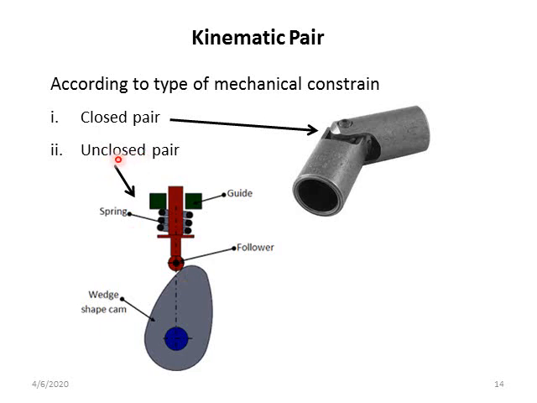In the case of an unclosed pair, we always need a force for contact between link 1 and link 2, whereas in the case of a closed pair we don't need any type of external force to have contact of link 1 with link 2, because they are already fixed or constrained together with the help of the pin. Once they are fixed, we do not need any spring or external force to make link 1 and link 2 contact each other, because they are already in contact by the help of this pin.